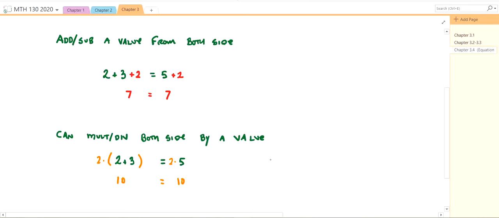Just to demonstrate, we could do the same thing with division. Suppose I multiply this by 1/2. I end up having to multiply this by 1/2. Multiplying this by 1/2 is the same as dividing this by 2. It's 5 over 2. And this, of course, also equals 5 over 2.